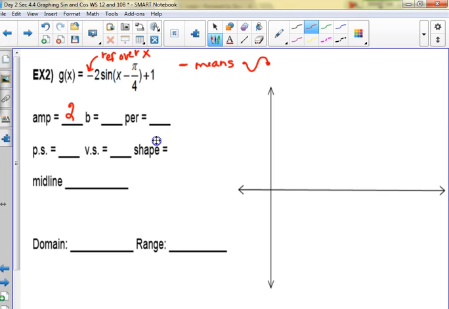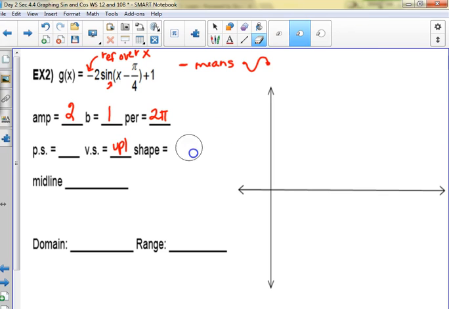All right. Melanie, tell me something, anything. Okay. There's nothing in here, so the period is still 2 pi. Okay, you got something for me? Okay. Up 1. Oh, I already put the shape. It should be doing this. Oh, that's wrong. It's a sine graph, but it's negative.